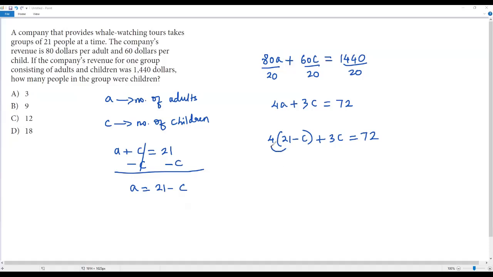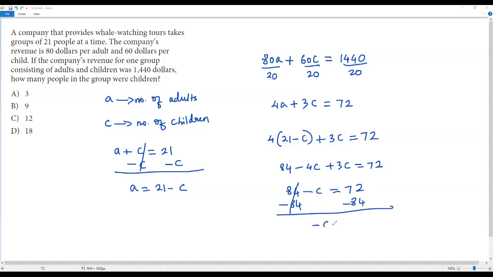We have to distribute this 4 to 21 and -C. So 4 times 21 is 84. 4 times -C is -4C. Plus 3C equals 72. Okay, so when I combine -4C and +3C, it becomes -1C. So 84 - C = 72. Let's subtract 84 from both sides. When I subtract 84 from both sides, +84 and -84 cancel out. So -C equals, when I simplify this, -12.